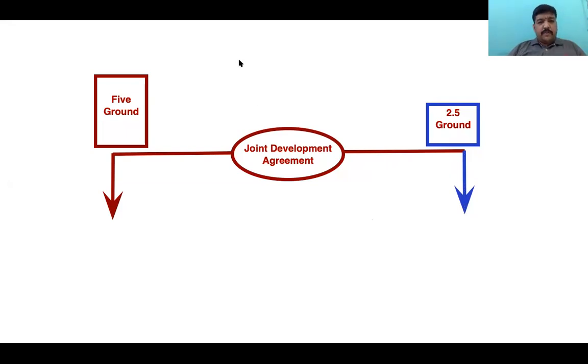10 houses are going to be built as per the joint development agreement. Of the 10 houses, 5 houses will be given to the landowner. The balance 5 houses will be sold by the builder, or what you can call promoters. Builder or promoters share 5 houses.